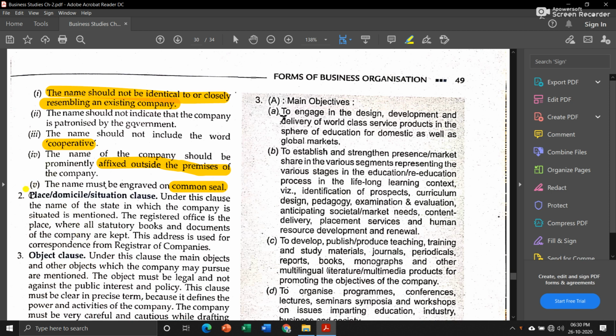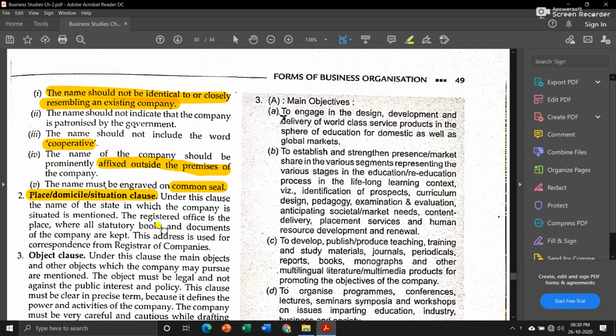Then the next clause mentioned in the memorandum of association is the place, domicile or situation clause. Under this clause, the name of the state in which the company is situated is mentioned. The registered office is the place where all statutory books and documents of the company are kept. This address is used for correspondence from the registrar of companies.